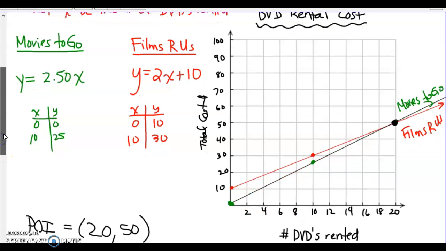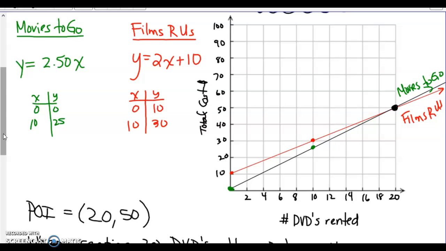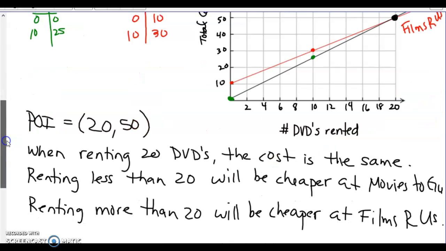Well, what we're interested in is what happens when I rent more or less than 20 DVDs. Well, when I rent less than 20 DVDs, you can see that my green line, Movies to Go, will be less expensive. When I rent more than 20 DVDs, you can see that my red line, Films R Us, will be less expensive to use. So that's what I want to write up in my final statement.